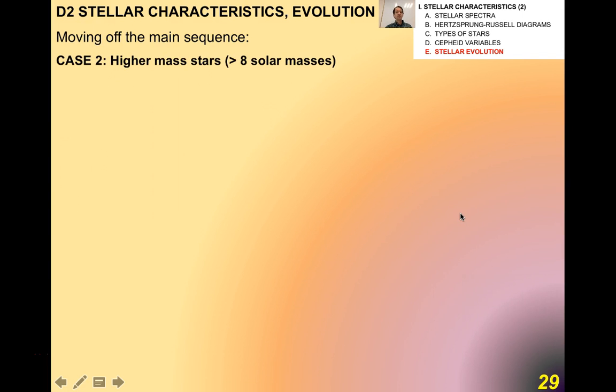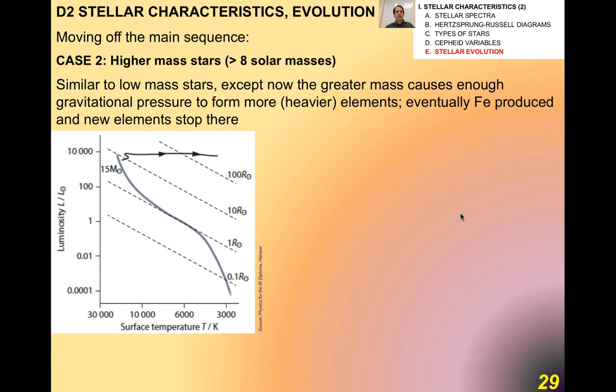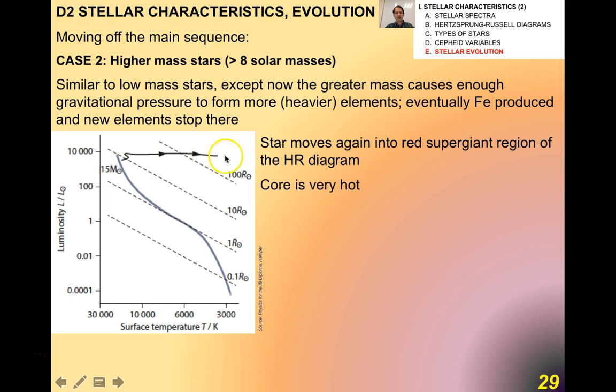Okay, now case 2, what about higher mass stars? All right, for higher mass stars greater than about 8 solar masses, it's a different scenario. Okay, it's similar to low mass stars, except now the greater mass causes enough gravitational pressure to form heavier elements, and eventually iron is produced. So all the iron on Earth came from inside higher mass stars, okay? And when the iron is produced, iron is the final heavier element to be produced, and it stops there. So the star moves again into the red supergiant region of the HR diagram, okay? Kind of over to the upper right-hand corner.